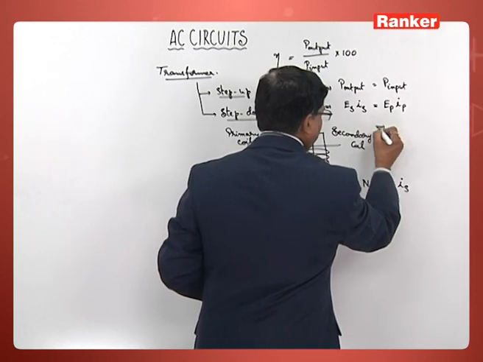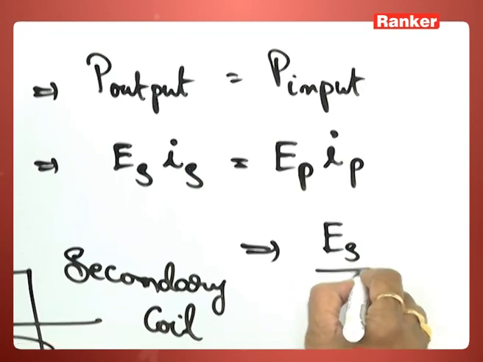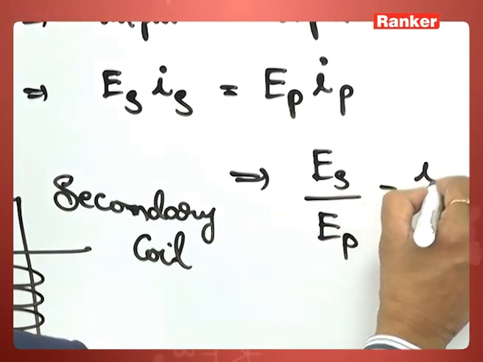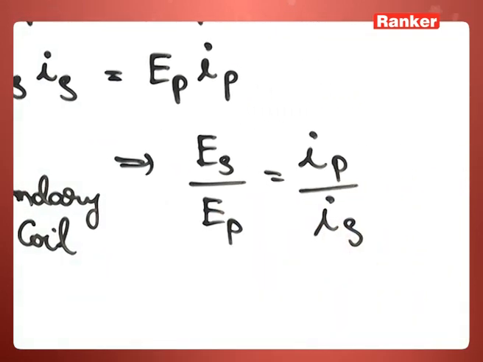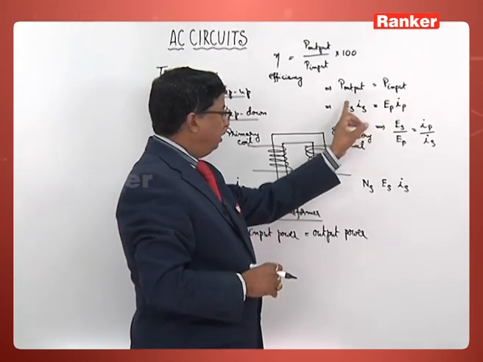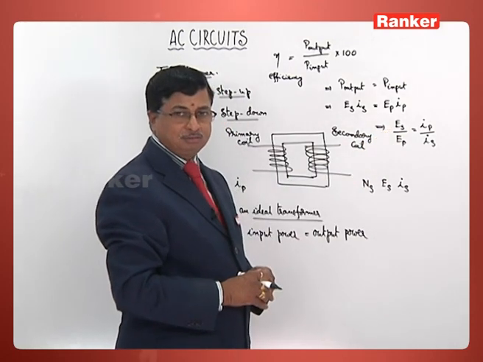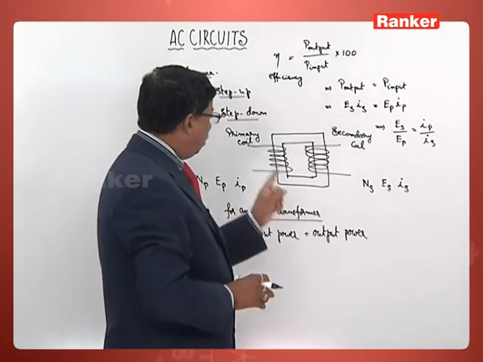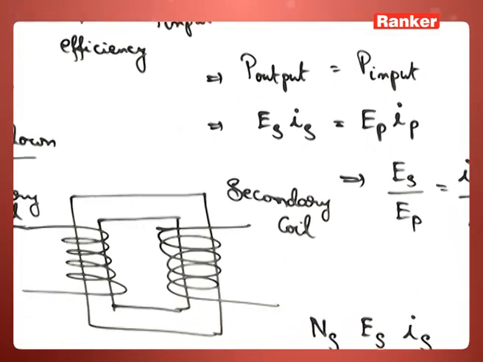What is the other version of the same equation now? E secondary by E primary is equal to I primary by I secondary. Fine. But we can all understand well, the more the number of turns, the more will be the EMF.